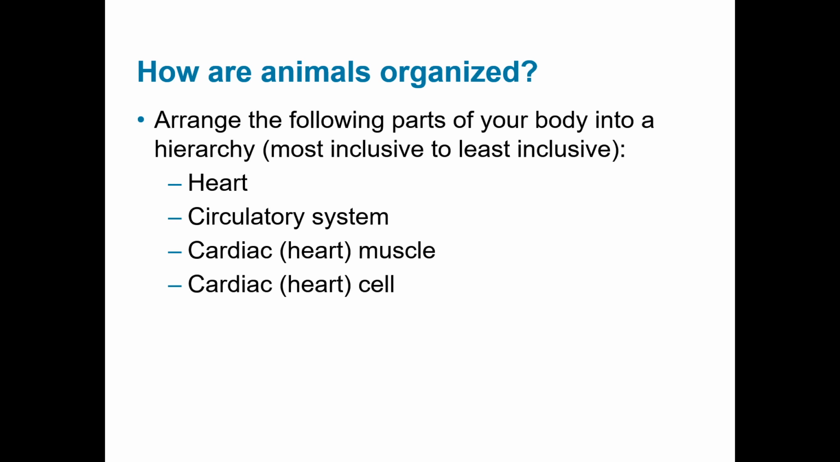So I'd like you to pause for a second and look at these 4 different parts of the human body: the heart, circulatory system, cardiac muscle, which is just muscle of the heart, and cardiac cells. And I want you to think about how you could put this into a hierarchy, going from most inclusive, essentially like the biggest category, down to least inclusive, the smallest category. So pause the video, take a minute to think about this, and then I'll reveal the answers.